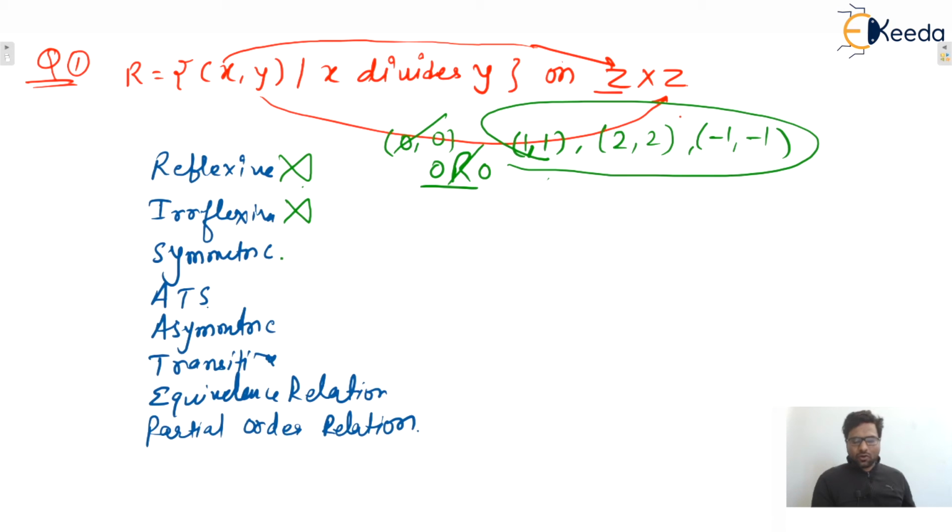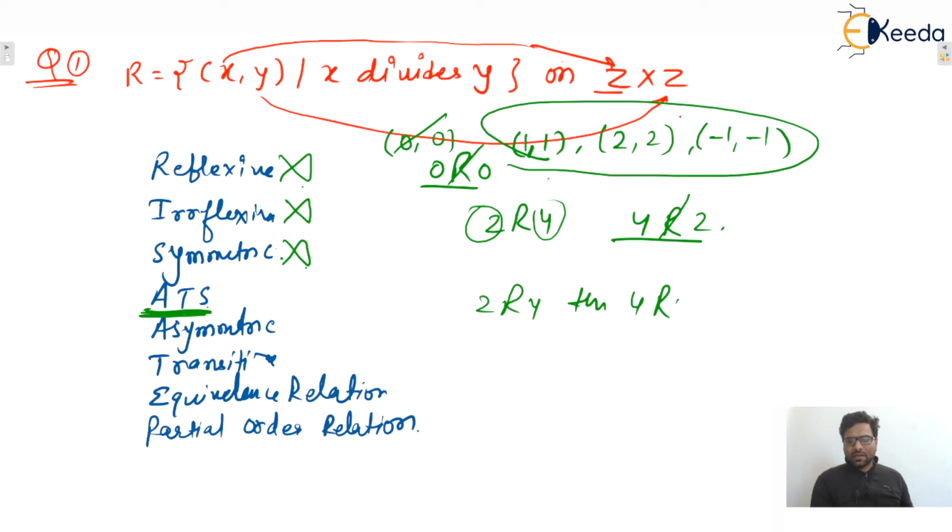Whether it is symmetric or not, no. Let's say 2 is related with 4, because 2 divides 4. But 4 is not related with 2, because 4 doesn't divide 2. So this one is not symmetric. Is it anti-symmetric or not? Yes, if 2 is related with 4, then 4 will not be related with 2 unless x equals y, isn't it? So it is anti-symmetric, but this is not asymmetric, because self loops will be there.